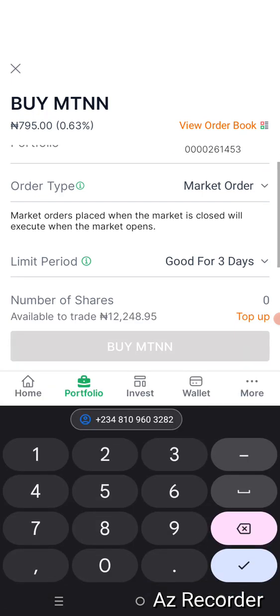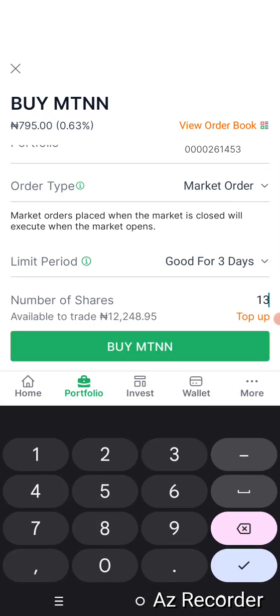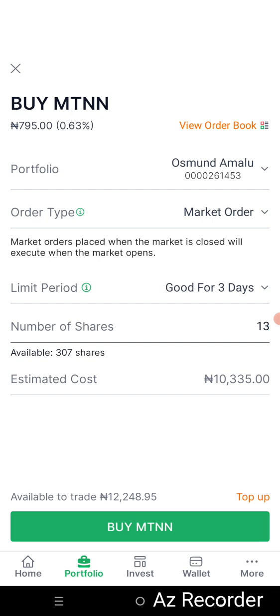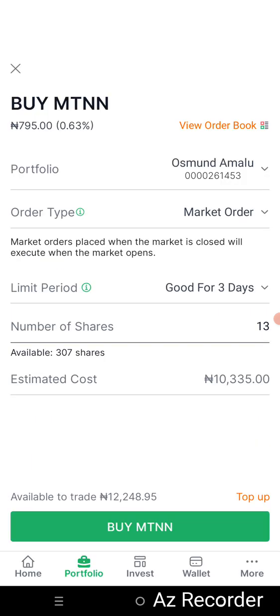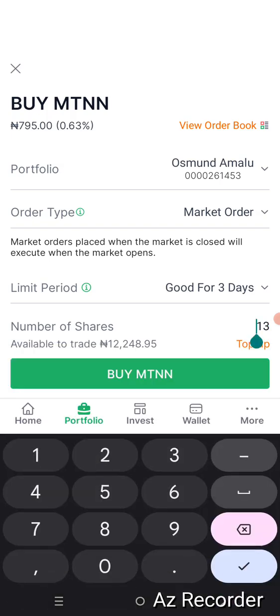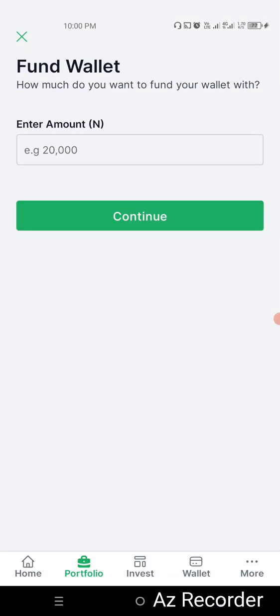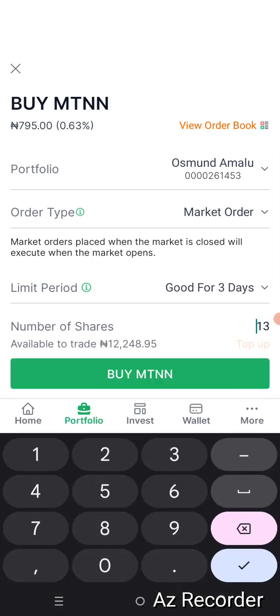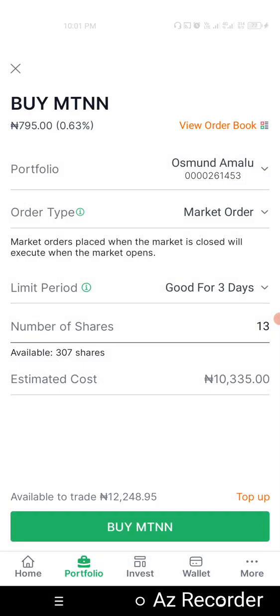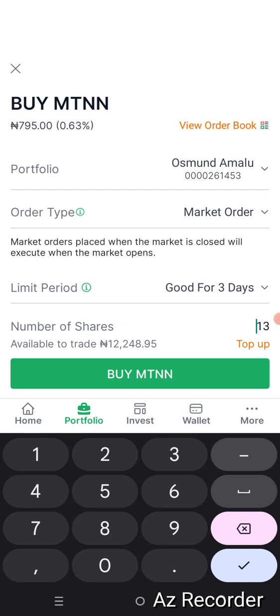Let's say I want to buy 13 shares. 13 shares will cost me 10,335. Now, let's say buy now. So the total amount will cost me 11,500 with all the tax they will collect, fees and stuff like that, and the commission. So let me increase it to maybe 14 shares. Sorry, let me increase it to 14 shares.